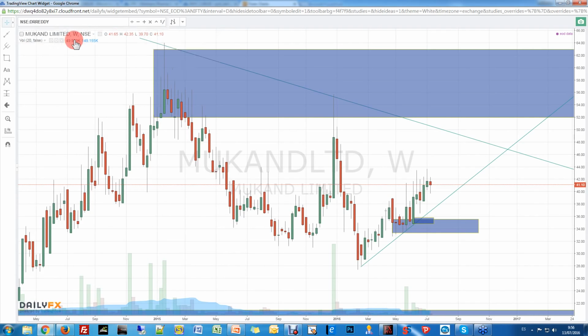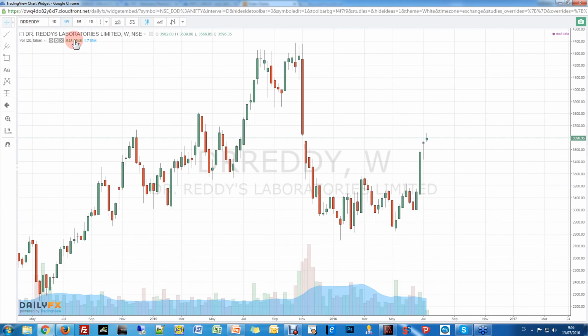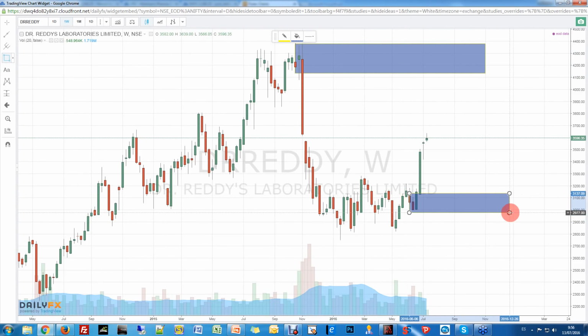I guess it's the top one. Oops, this one is pretty obvious. Longs have already happened. So, by just looking at this chart, I know that on the weekly I have to buy here. That's what I know. Okay. So, supply at the top, demand in this area.